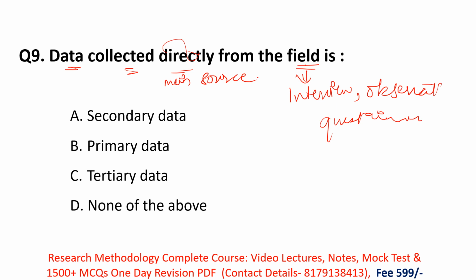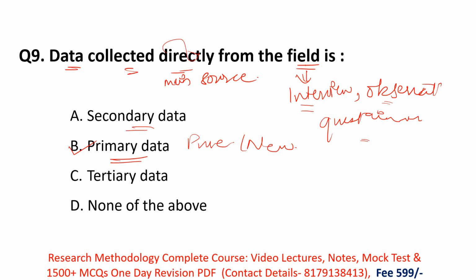So if you are collecting your data directly from the field, then it is known as primary data. Whatever data you get by performing an interview, observation, or questionnaire is pure data. Your data is new data, and new or pure data is known as primary data. So for this question, option B is the right answer.